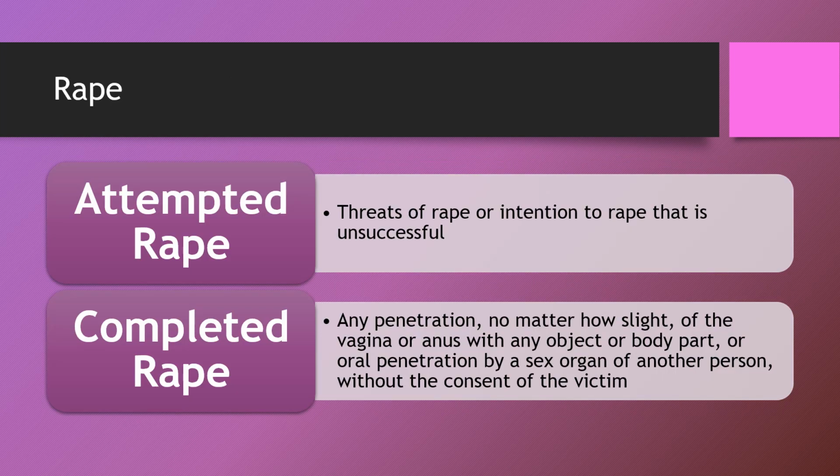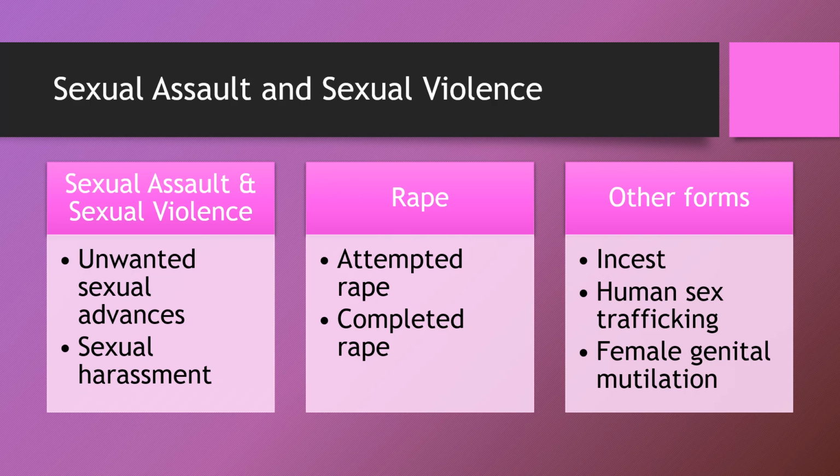So we have two different categories: attempted rape, which is the threat of rape or intention to rape that is unsuccessful. And then completed rape is any penetration, no matter how slight, of the vagina or anus with an object or body part, or oral penetration by a sex organ of another person without the consent of the victim. Other forms of sexual assault include incest, human sex trafficking, and female genital mutilation.